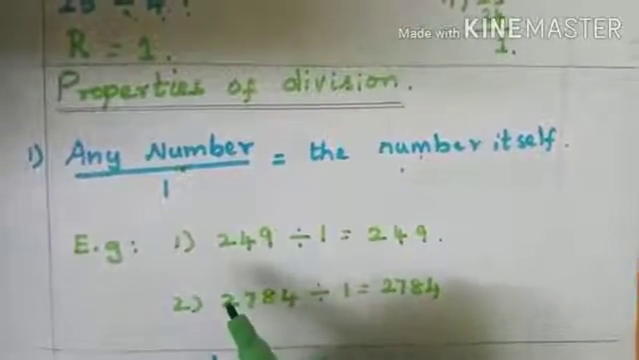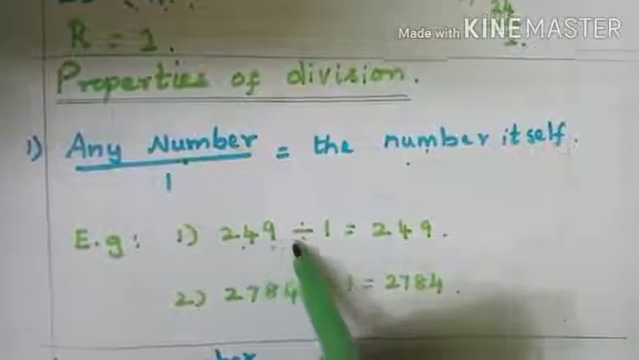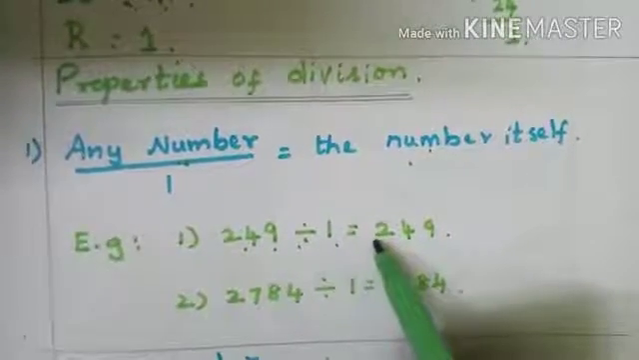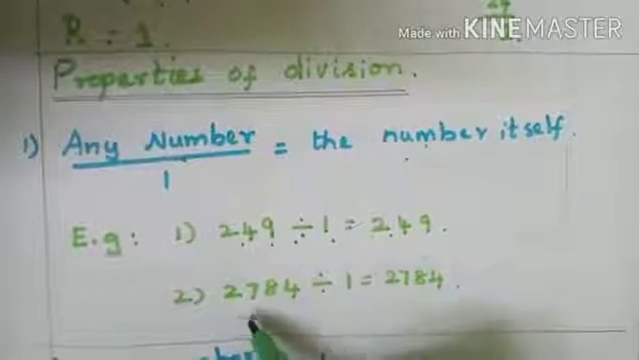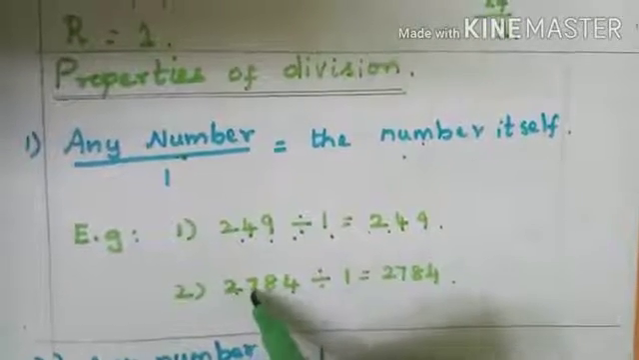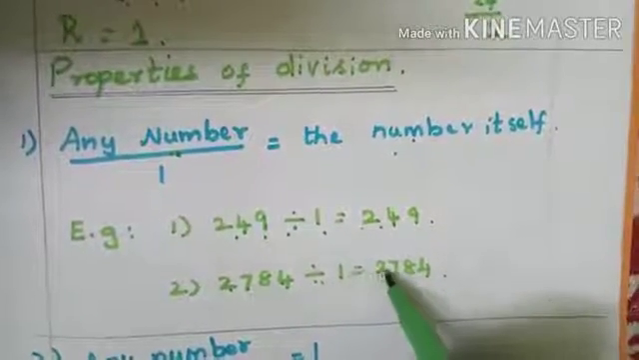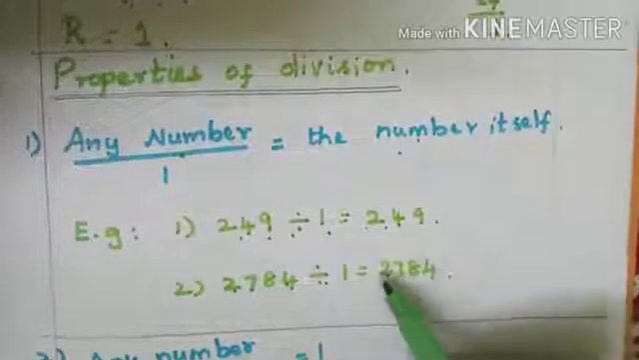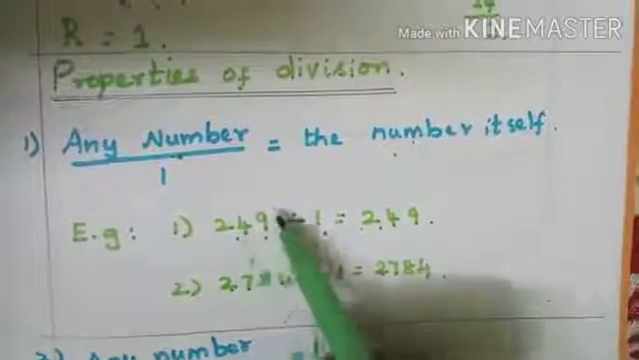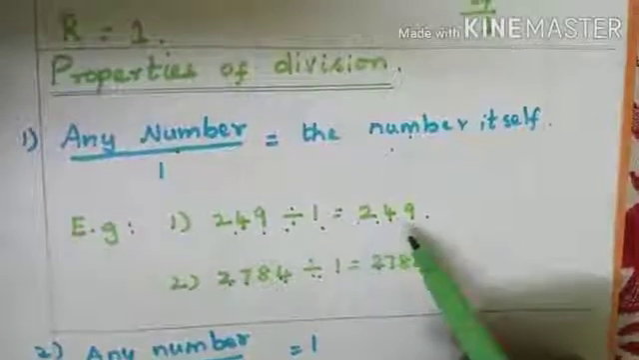Now, we are going to see examples. Example, 249 divided by 1 equals what? 249. And the next example, 2784 divided by 1 equals 2784. So, any number divided by 1 equals the same number.